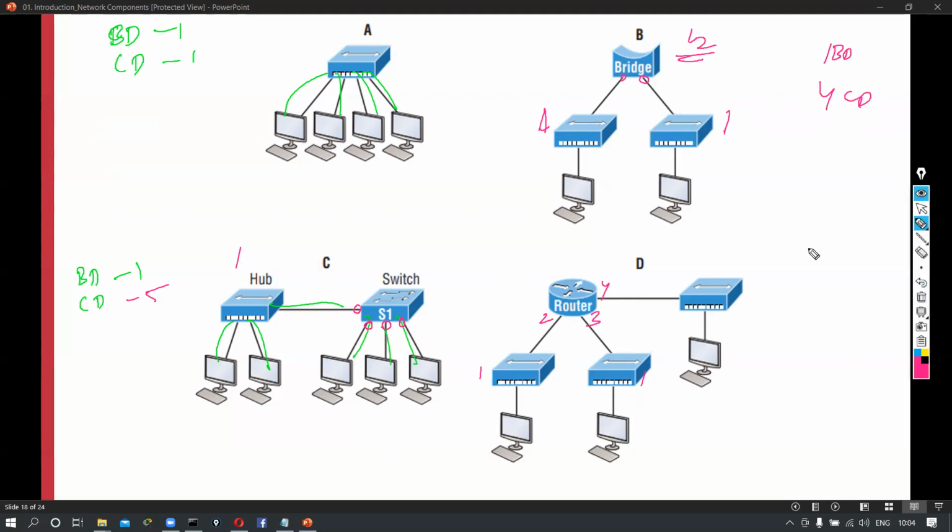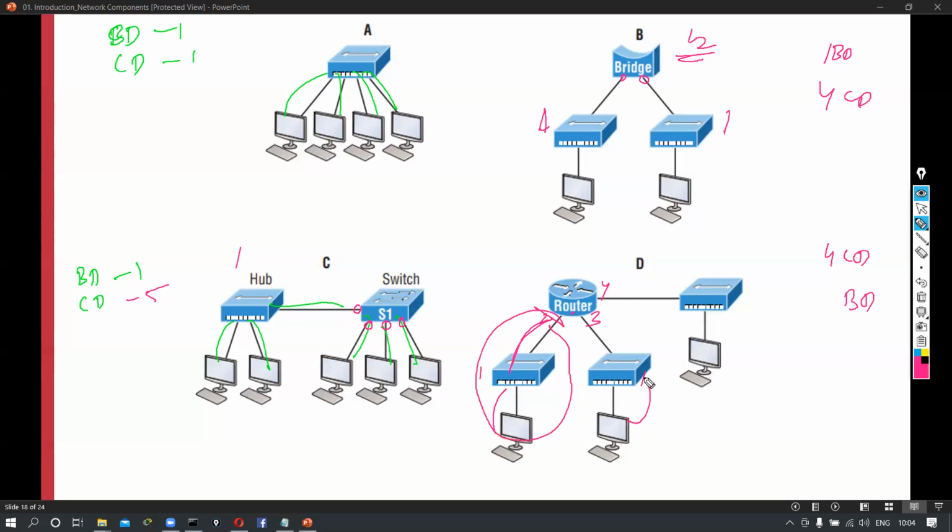See, broadcast domains are important. 4 collision domains are there. Broadcast domains: this guy is sending, this guy will forward via this port, and the router will not forward the broadcast from one port to another port. Router will not forward the broadcast. That means it will stop there only. This is called one broadcast domain.